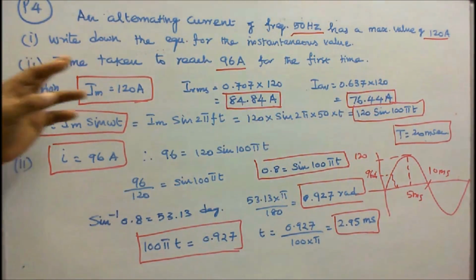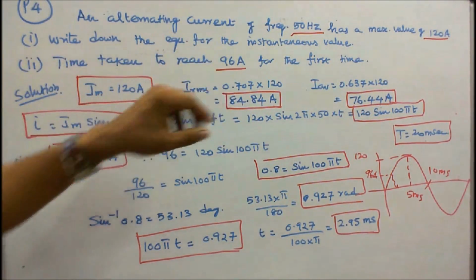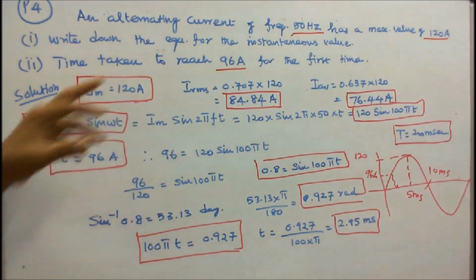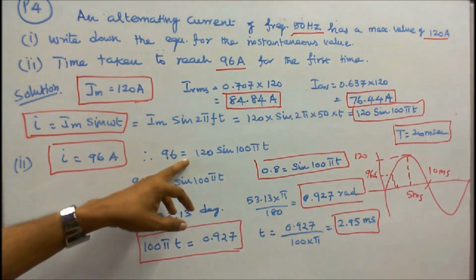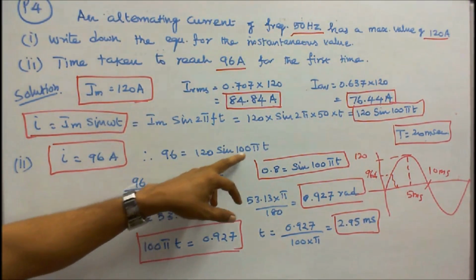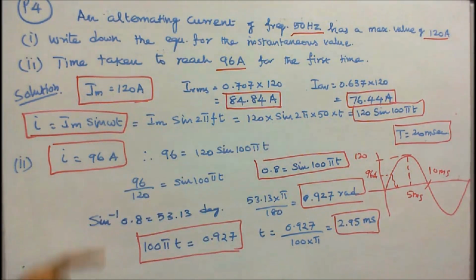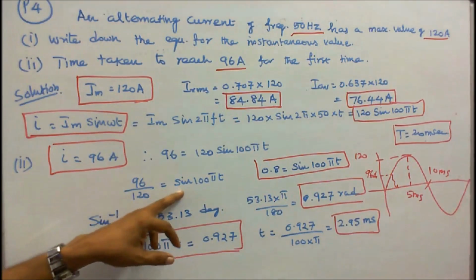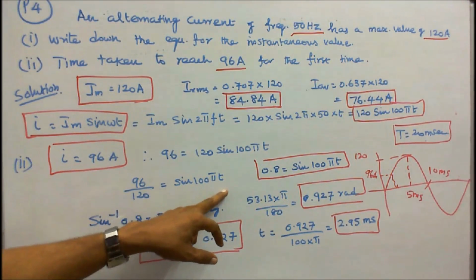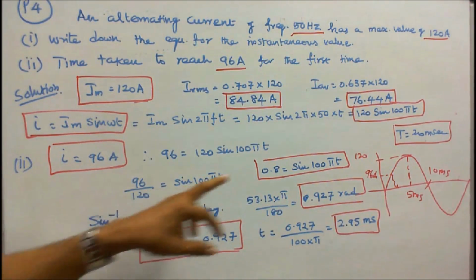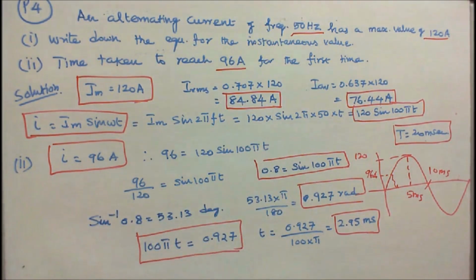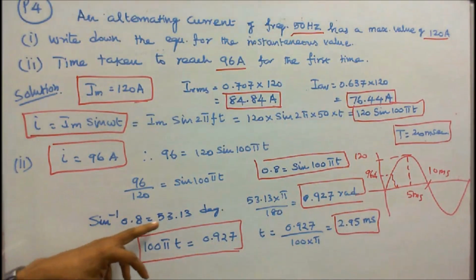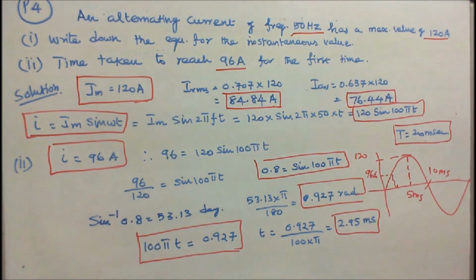Number 2, time taken to reach 96 amps for the first time. Here the instantaneous current is given. I is equal to 96. 96 is equal to 120 into sin 100 pi t. So 96 by 120 is equal to sin 100 pi t. 96 by 120 is equal to 0.8, that is equal to sin 100 pi t. Sin inverse of 0.8 is equal to 53.13 degrees.